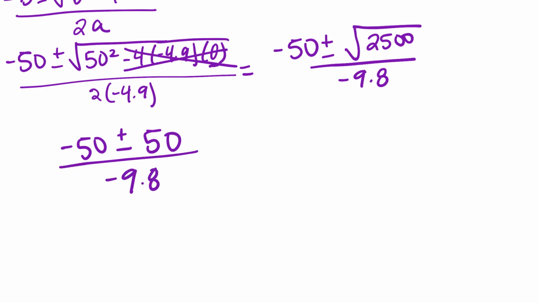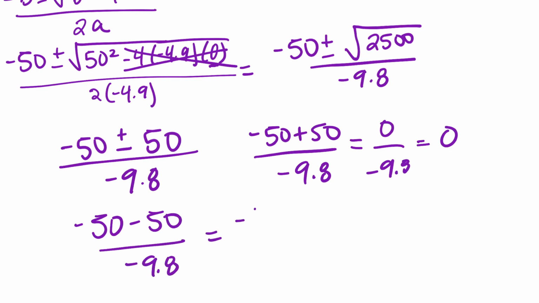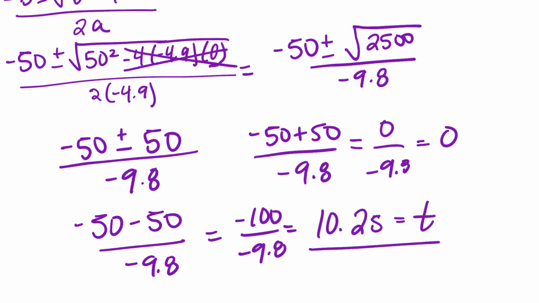So now you have the plus and minus options. So you could have negative 50 plus 50 divided by negative 9.8. And that would equal 0 divided by negative 9.8. So that's going to be 0. And then you would have negative 50 minus 50 divided by negative 9.8. That'd be negative 100 divided by negative 9.8. And then that would equal 10.2. And this is your time, so it would be in seconds. And then that is your total time.